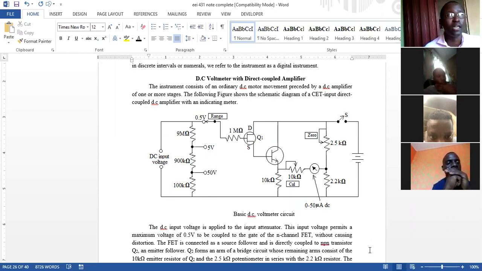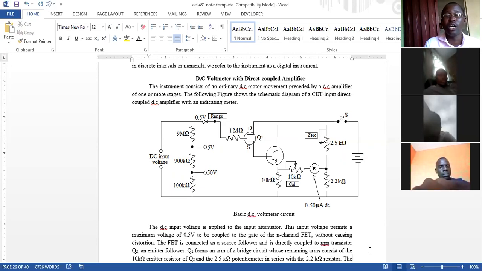The instrument consists of an ordinary DC meter movement. What does that imply? The meter that is actually reading the measurement is in DC format. But the DC meter movement is preceded by a DC amplifier of one or more stages. If you look at the screen now, you will see the amplifier here. You will see one with a FET transistor, and also a BJT. Both of them are amplifiers. So we have one stage being FET, the other stage being BJT, and this is what precedes the meter.